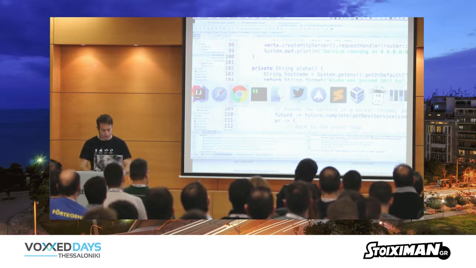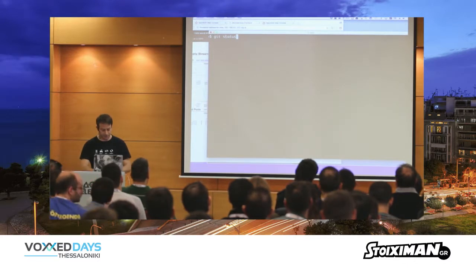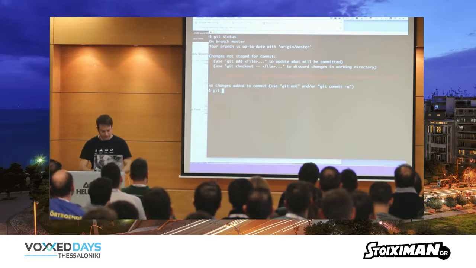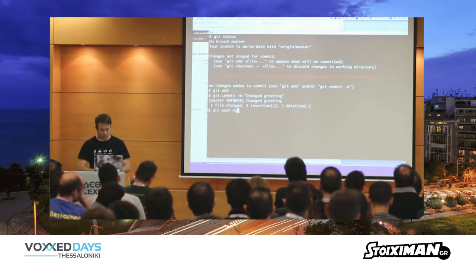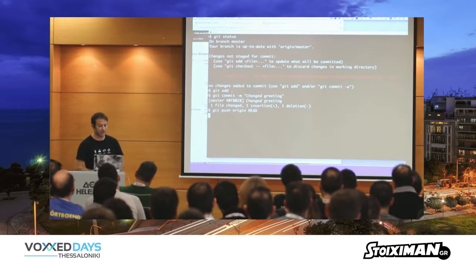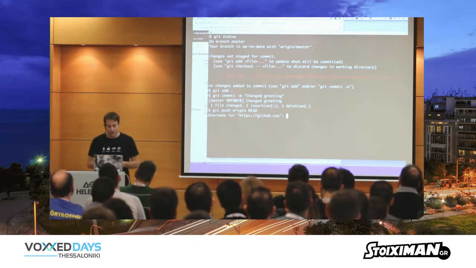I go to my console, git status. So you can see I have modified the file. Git add, git commit -m, change greeting, git push origin head. So what I've done as a developer now, and there are many ways of a setup, but assume, what?